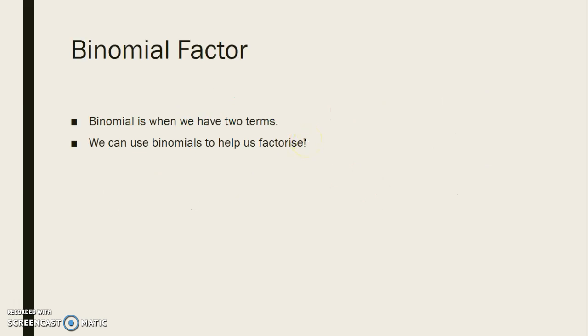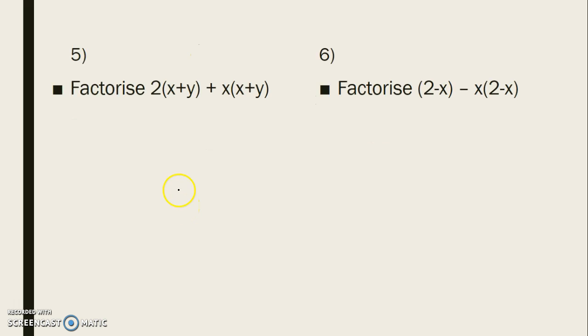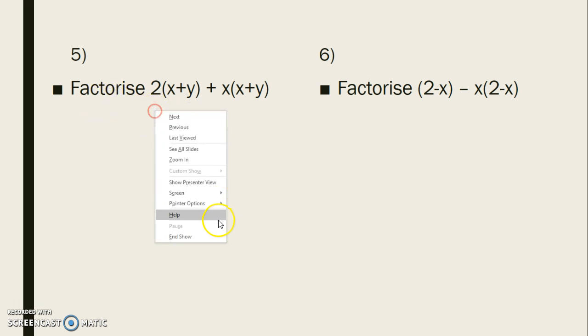Let's move on to binomial factor. A binomial is when we have two terms, such as 2x plus 1, or x plus 3, or a plus b, because we have two terms. We can use these binomials to help us factorize. How do we use binomials to help us factorize? Well, let's just have a look at example 5.